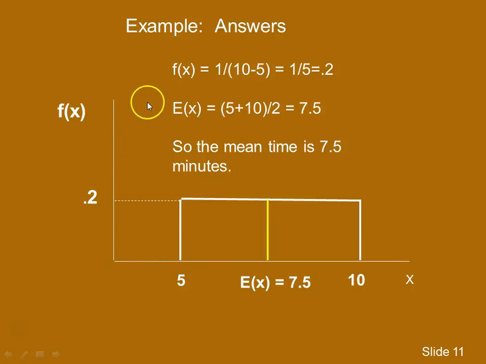The first part of the problem asked you for the mean. Remember, the mean is pretty easy. It's right in the middle. Right in the middle of 5 and 10 would be 7.5. And again, you could get that by just taking 5 plus 10 divided by 2. So the mean time that this assembly line operation takes is 7.5 minutes.